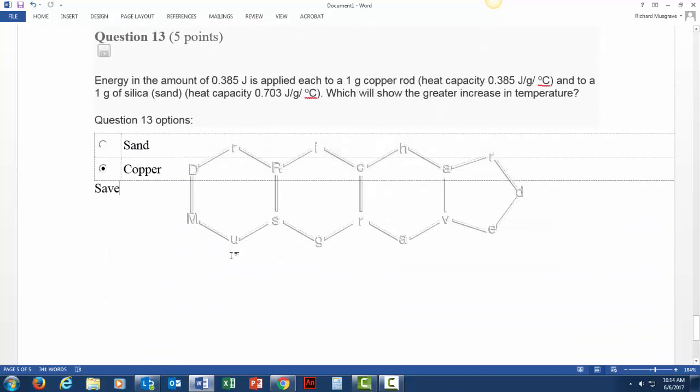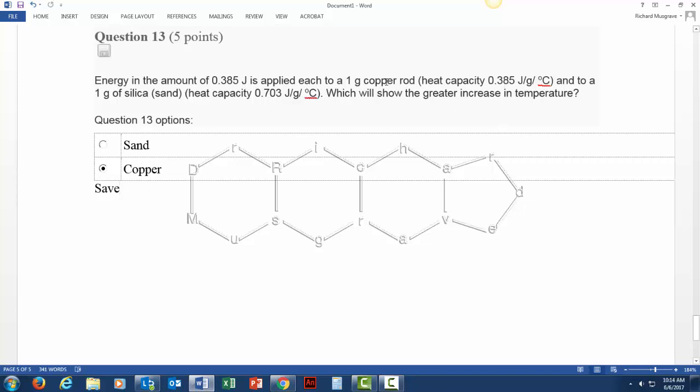The last one here has to do with heat capacities, and the question here is energy is applied in the amount of 0.385 joules. A joule is just a unit of energy, and it's applied to 1 gram of copper, and we're given a heat capacity, and 1 gram of silica, and again we're given a heat capacity for that. And the question is, which will show a greater increase in temperature?